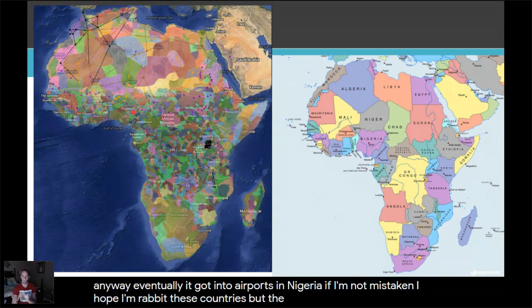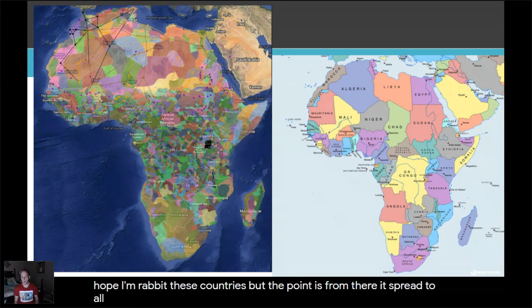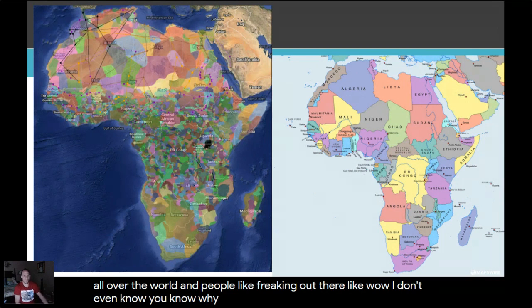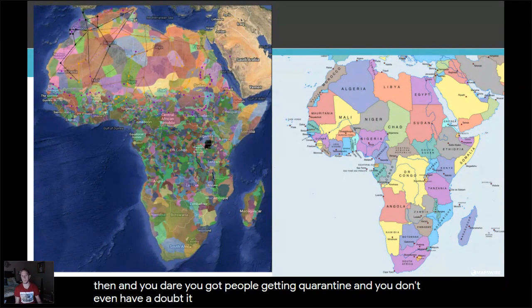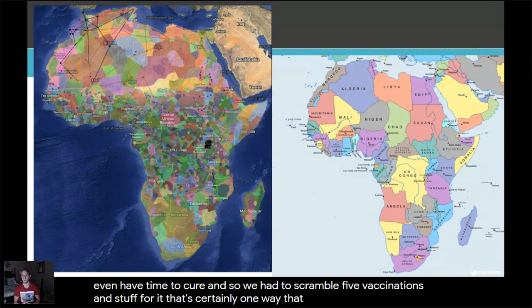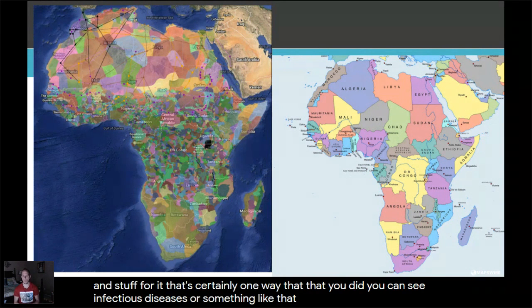But the point is, from there it spread all over the world, and people were freaking out. They're like, "Wow, what is this Ebola thing?" It kills you fast, people are getting quarantined, and you don't even know how to cure it. And so we had to scramble to find vaccinations and such for it. That's certainly one way that you can see infectious diseases reemerge.